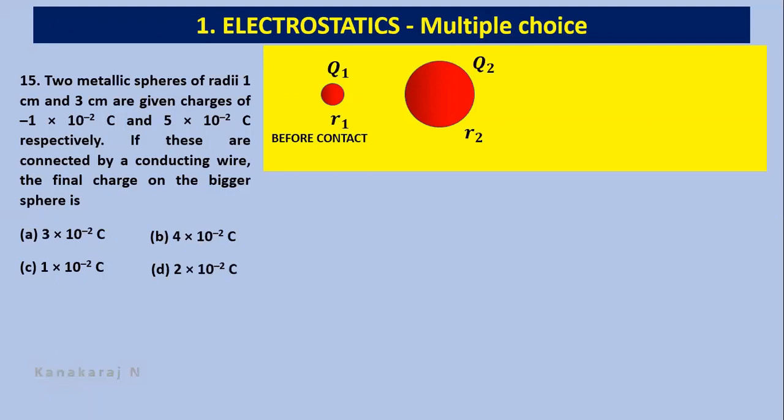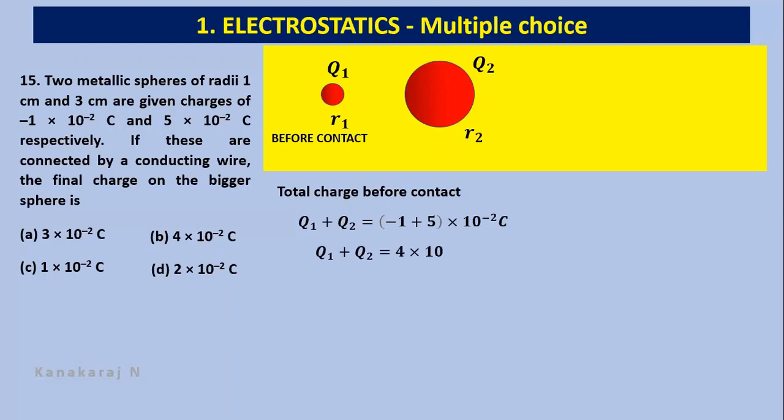So let us go before contact. Before contact, what is the total charge on this system? It is Q1 plus Q2, that is equal to minus 1 into 10 power minus 2 plus 5 into 10 power minus 2. Totally, the charge will be equal to 4 into 10 power minus 2 coulomb. So we need this for further reference. Let us have it separately.